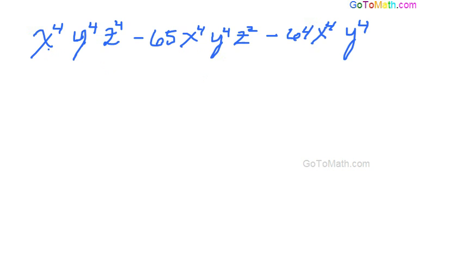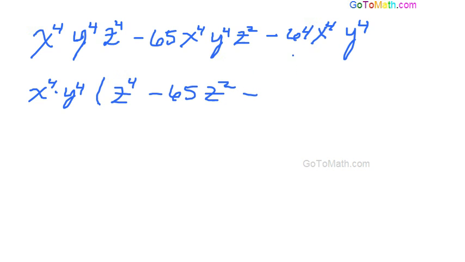Okay, so what can we pull out of this thing? We have an x to the fourth, x to the fourth, x to the fourth. And, well, look at here, we got a y in each one of these terms, too. Okay, I think that's going to help out. We're going to pull out an x to the fourth and a y to the fourth. Isn't that great? And so we're going to be left with z to the fourth minus 65 z squared minus 64. Okay, I think that helps out quite a bit.